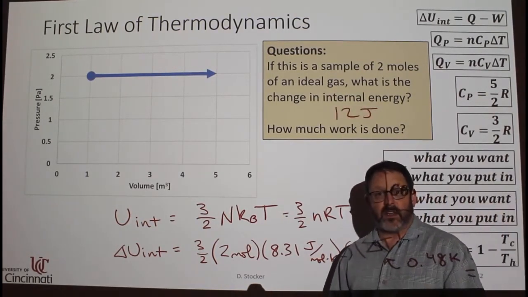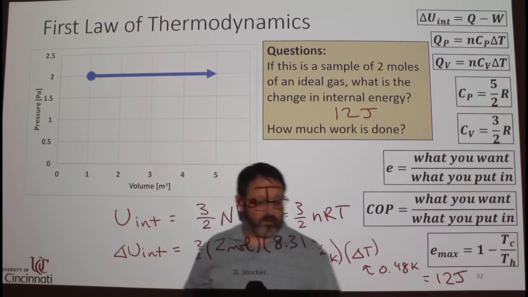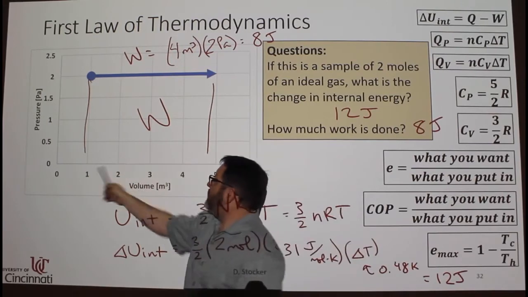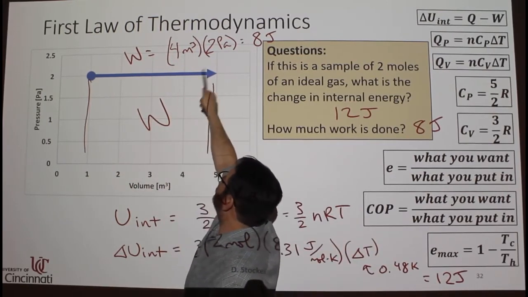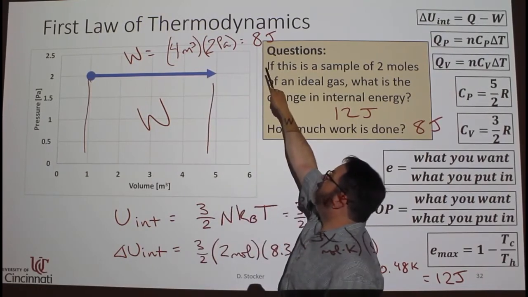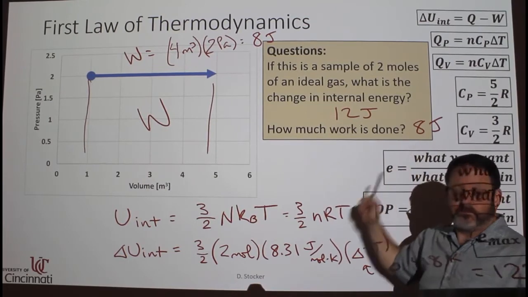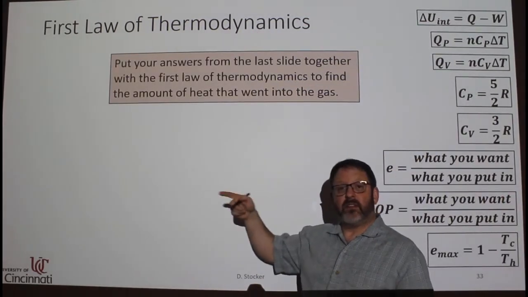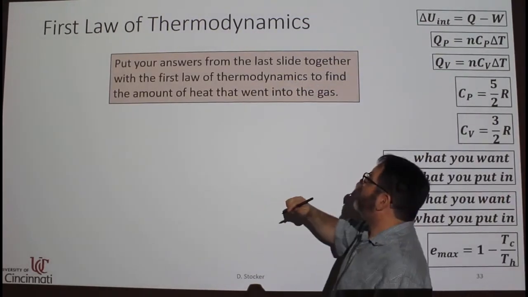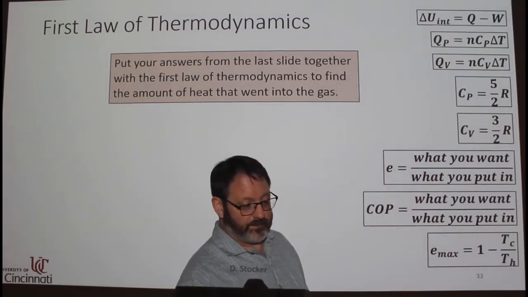Now, how much work is done? Work on a PV plot is, remember, the area under the curve. So in this case, it's the width times the height. So 4 times 2, that's meters cubed times Pascal, gives you 8 joules. So how much work is done? 8 joules.